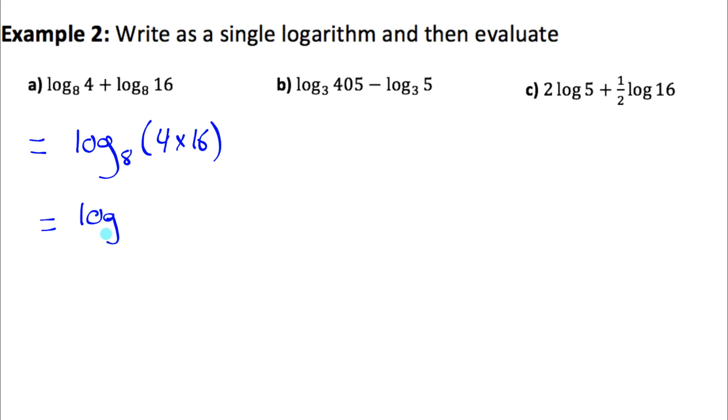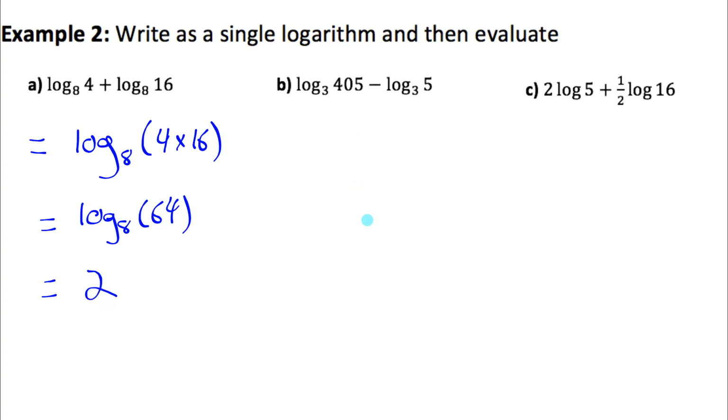And 4 times 16 is 64, so I have log base 8 of 64. And then to evaluate this, don't just blindly turn to your calculator. Remember, what does this mean? It means what exponent goes on 8 to give us 64? Well, 8 squared is 64, so the answer to this is 2.